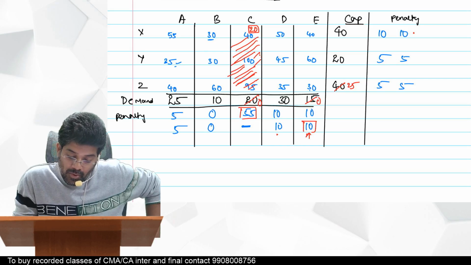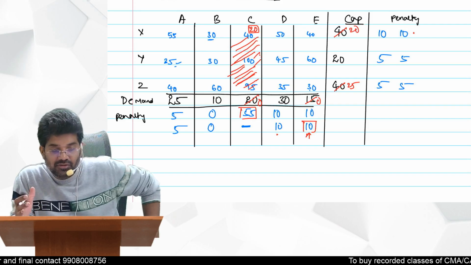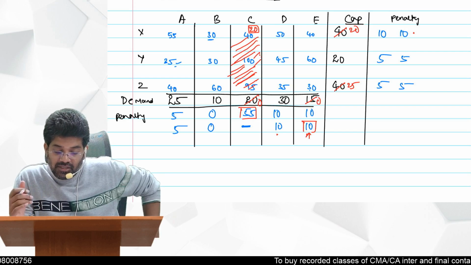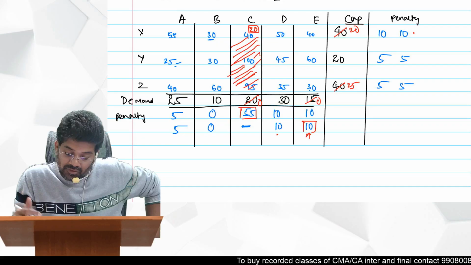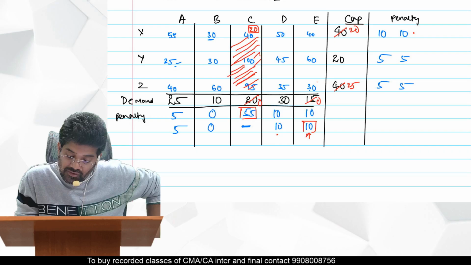Correct, only correct. Earlier 20 was allocated, so this will get reduced to 20, because the factory's 20 is already done. So balance 20 there. So 15 or 40, whichever is lower, means how much can I allocate here? The least cost is this only. So I can allocate 15.